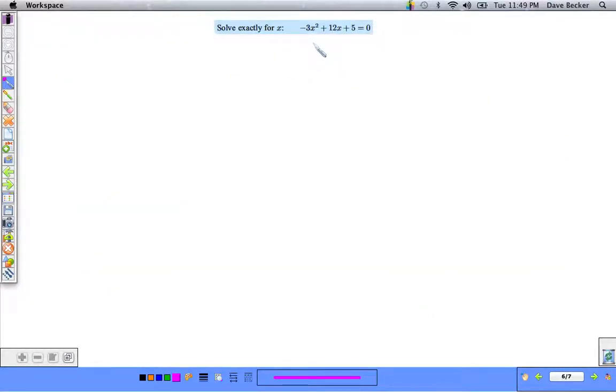Now sometimes things aren't so nice. I'll just go ahead and tell you right now, this is not factorable. There's nothing that I can do to factor this into the product of two binomials. So I can complete the square with it.